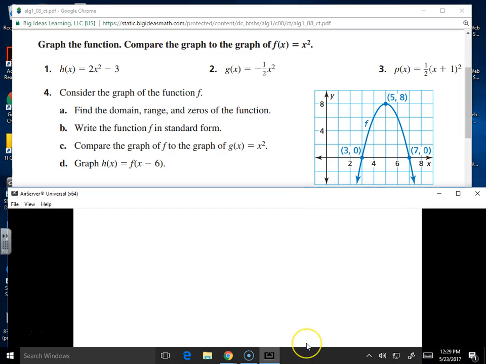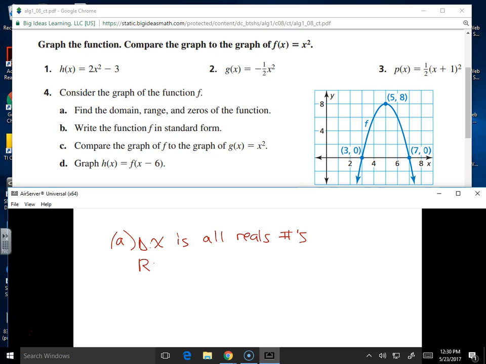So for letter A, domain? Isn't that how far left, how far right? Why am I going to say all real numbers? Because I'm going to go all the way left, all the way right. So infinity left, infinity right. So for domain, I'll say x is all real numbers.